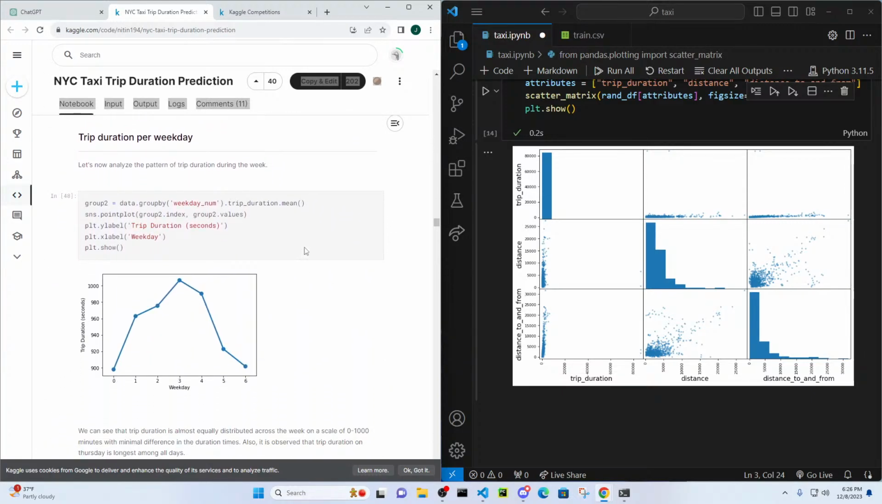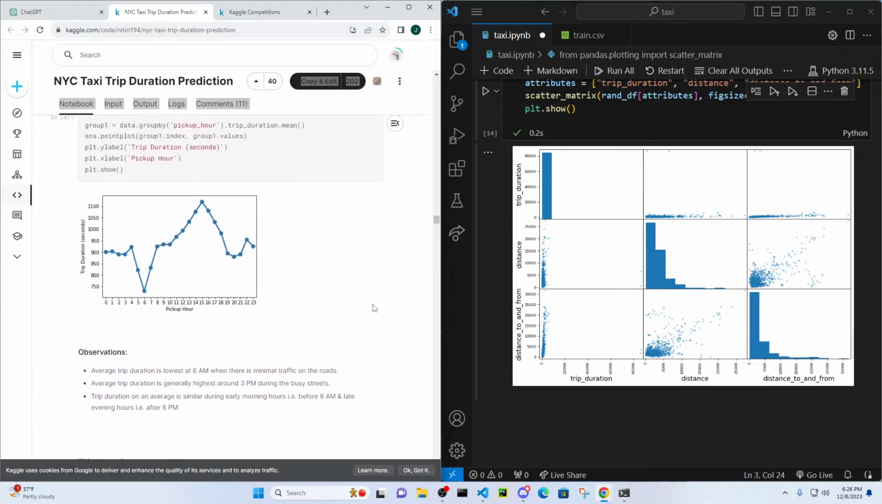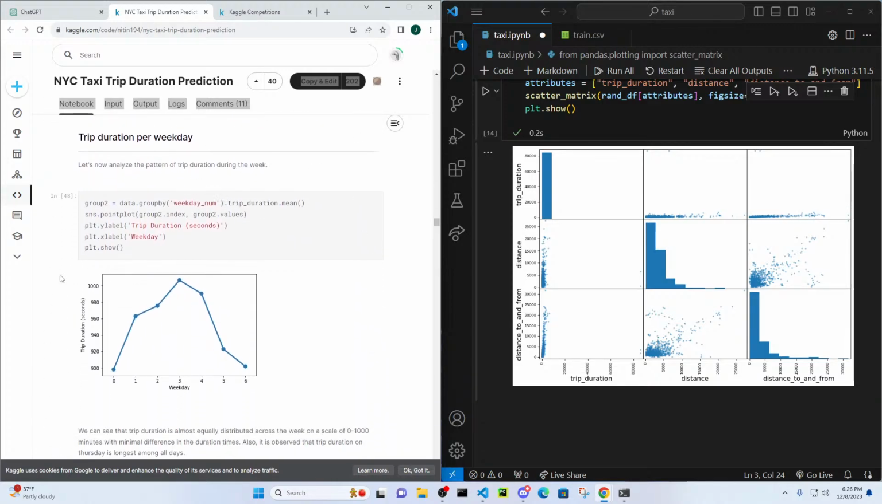Trip duration per weekday. So the previous one was just per hour. Now trip duration per weekday. Let's now analyze the pattern of trip duration during the week. Same thing: he's taking the data, grouping by the weekday number, and then finding the average of the trip duration.